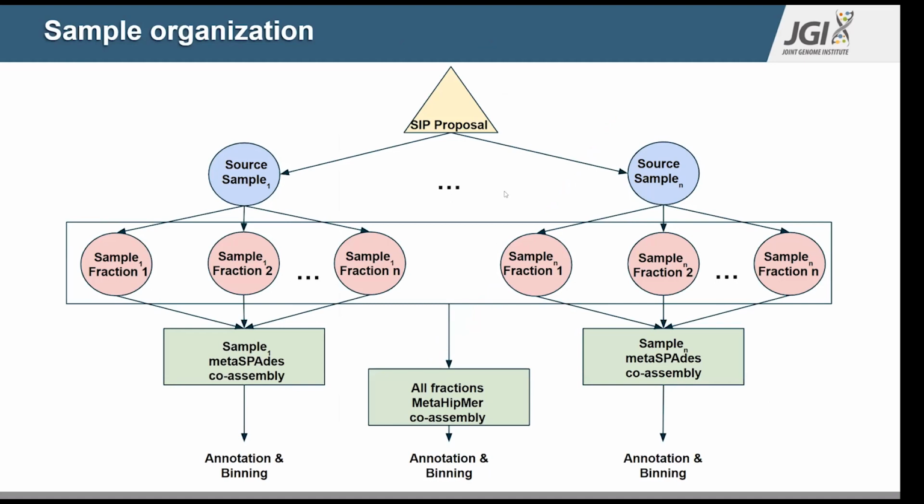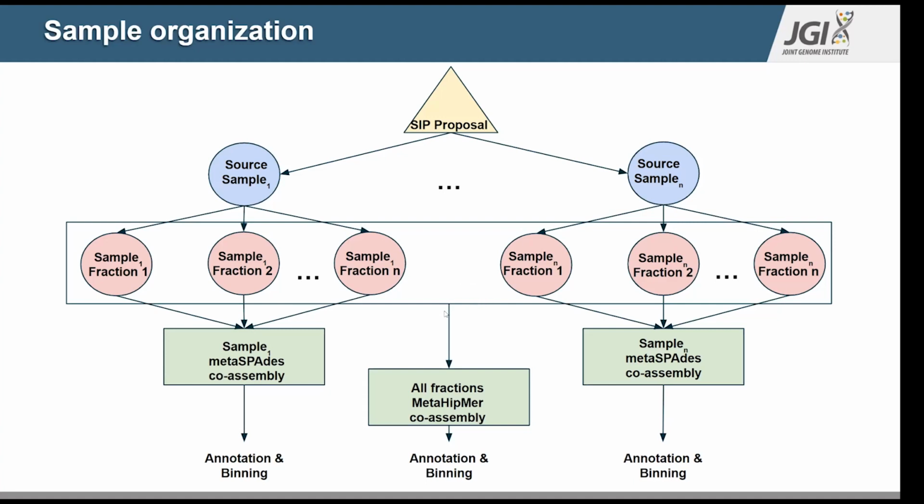in a certain number of source samples. So these are DNA that's been extracted either from control media or isotopically labeled media. And each one of these source samples is fractionated into some amount of fractions. And then on a per sample basis, all of the fractions within a sample go through a MetaSPAdes co-assembly. And then we also do an all fraction for all samples co-assembly with MetaHipMer.